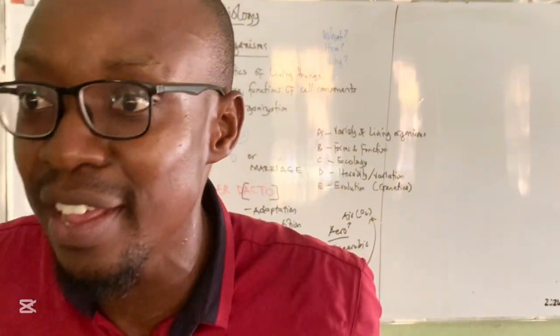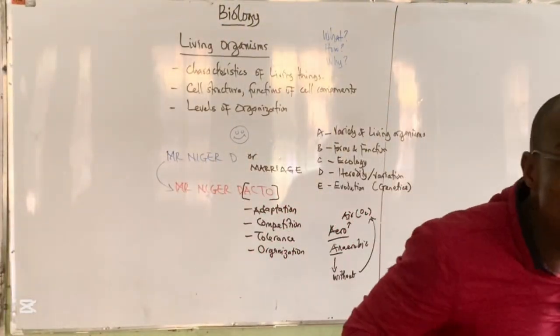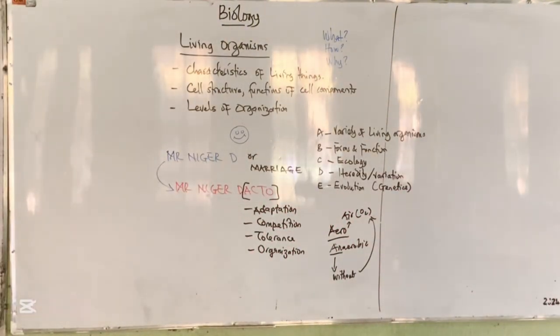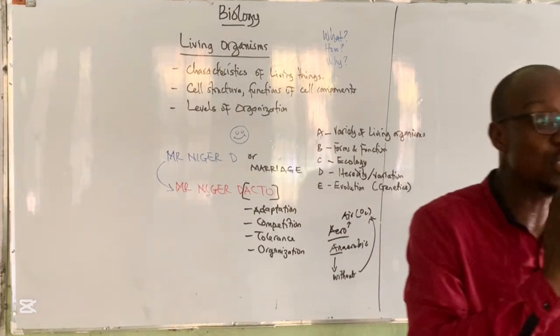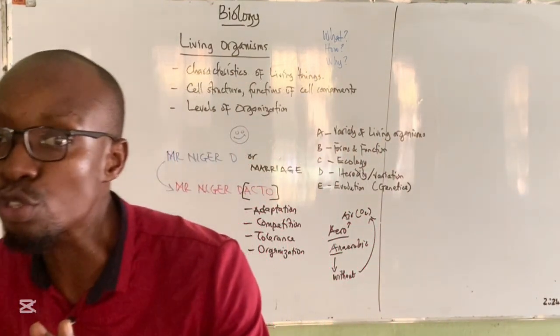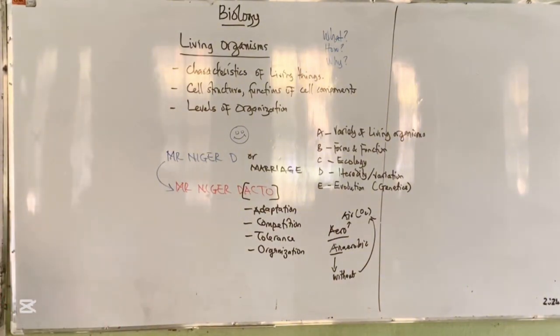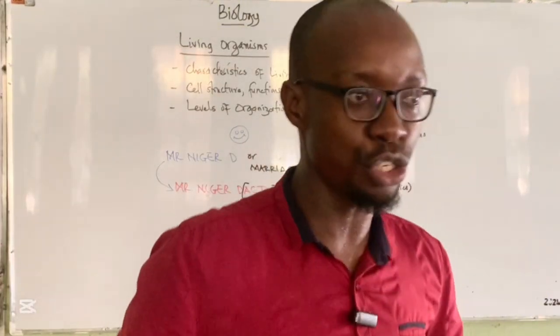What are we saying here? How plants get their own food is not the same way animals get their own food. Basically, plants get their food through a process called autotrophism, or you call it autotrophic nutrition.